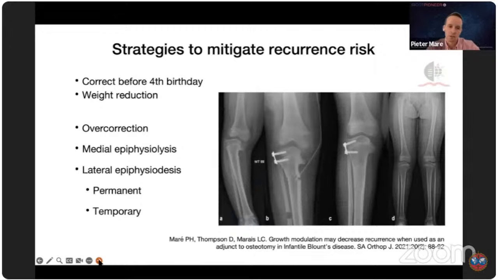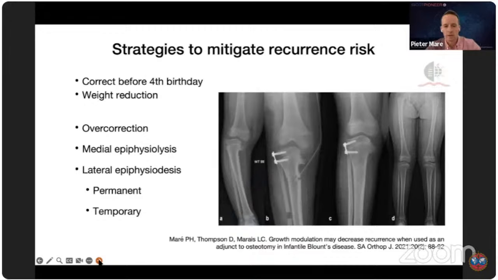Strategies to decrease recurrence in this subset of patients have also unfortunately been disappointing. Overcorrection hasn't been shown to definitively prevent repeat osteotomies. Certainly undercorrection should be avoided at all costs. Medial epiphysiolysis has also not routinely prevented repeat osteotomies. Permanent lateral epiphyseodesis in young kids is not advised.